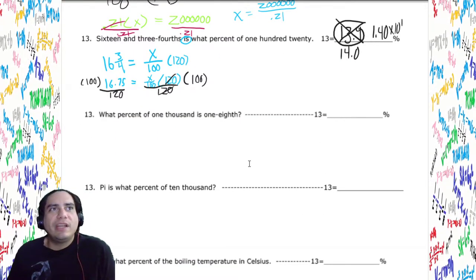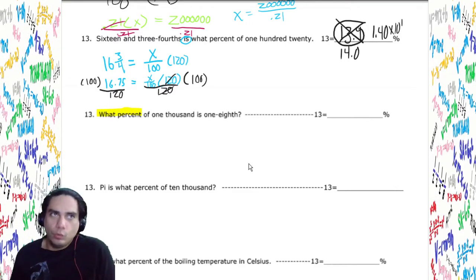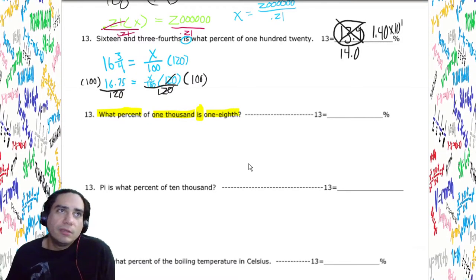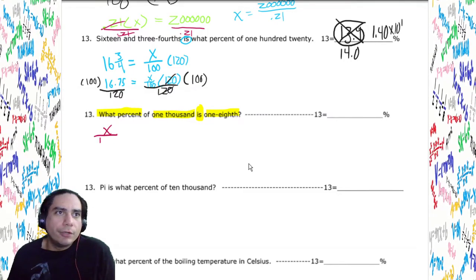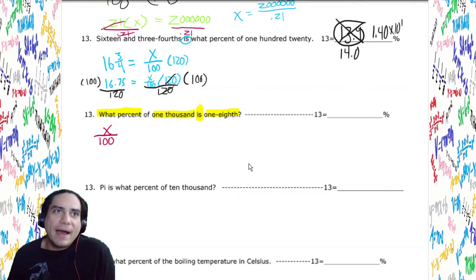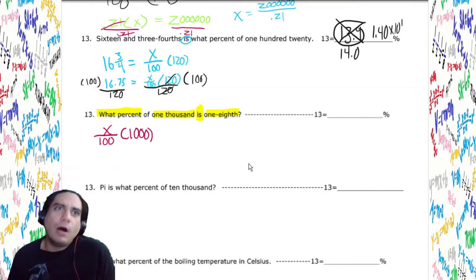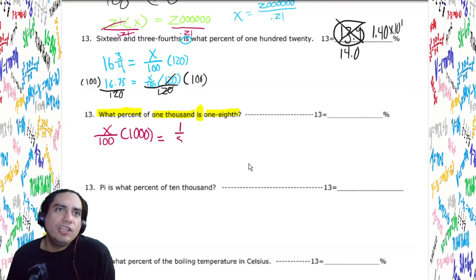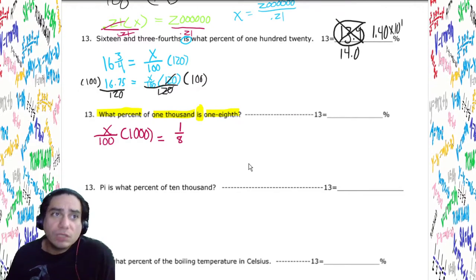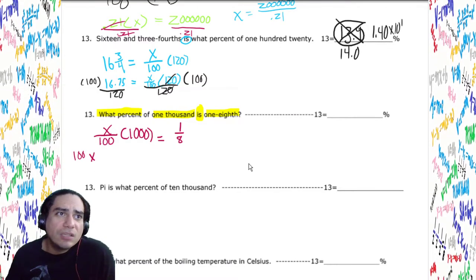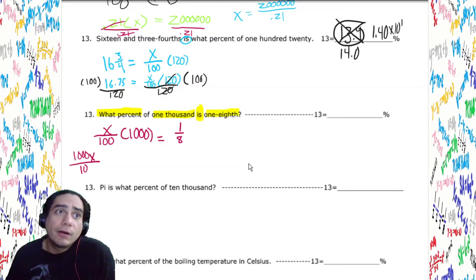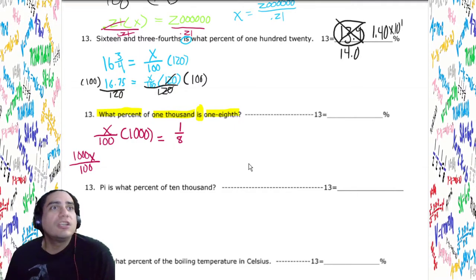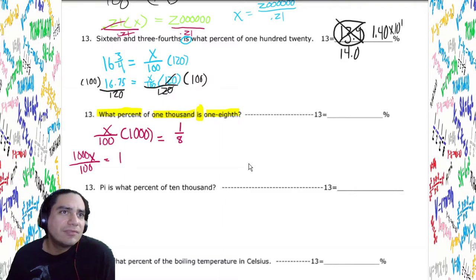Now, let's take a look at that next one right here. What percent of 1,000 is 1/8? This is a beautiful problem. So what percent? x out of 100, immediately, multiplied by 1,000. Now, some of y'all may want to simplify the left side and not undo both of them, and you could surely do that. Because ultimately what we see is x with 1,000 being multiplied by it, and we divide that by 100. If you simplify it, 1,000 divided by 100 is 10, and that's the same as 10x.